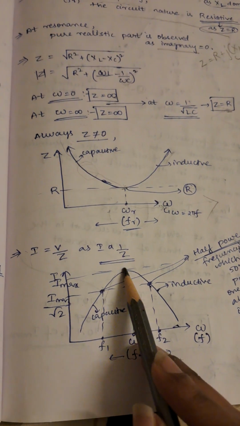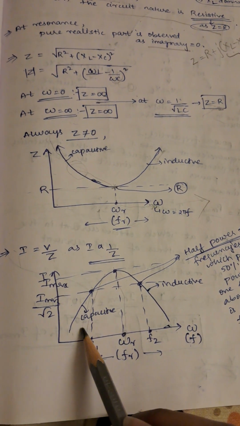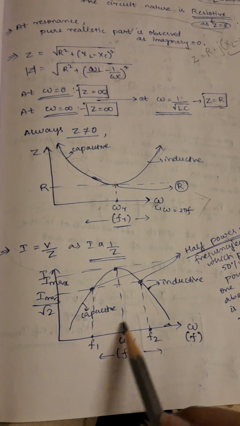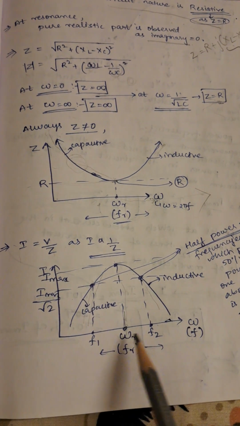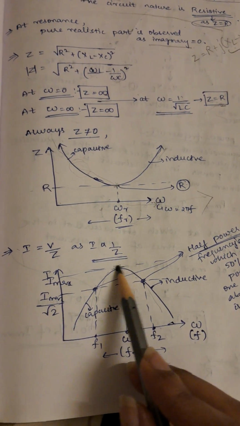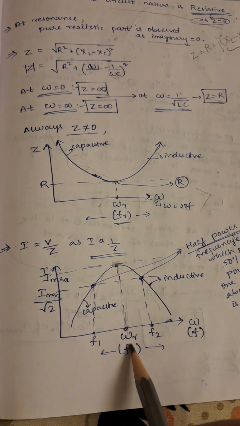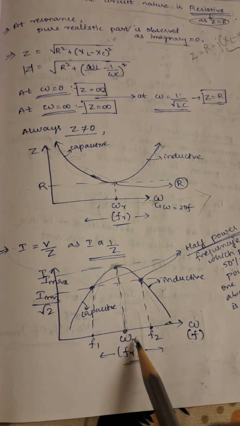So at this condition, this region is capacitive in nature, this is inductive in nature, and this is resistive in nature at resonance. So maximum current is observed here. Where maximum current is observed, that frequency is known as the resonant frequency, the resonant condition.